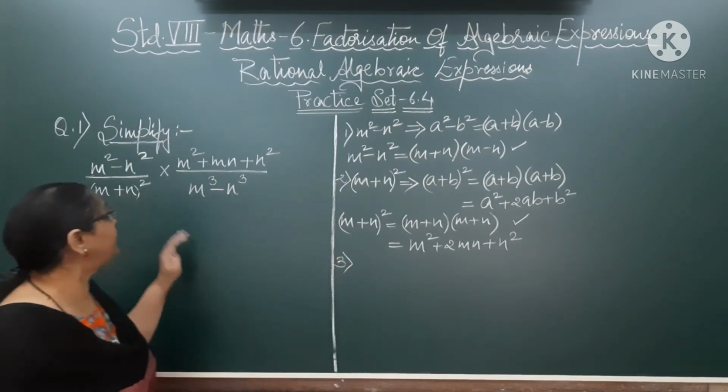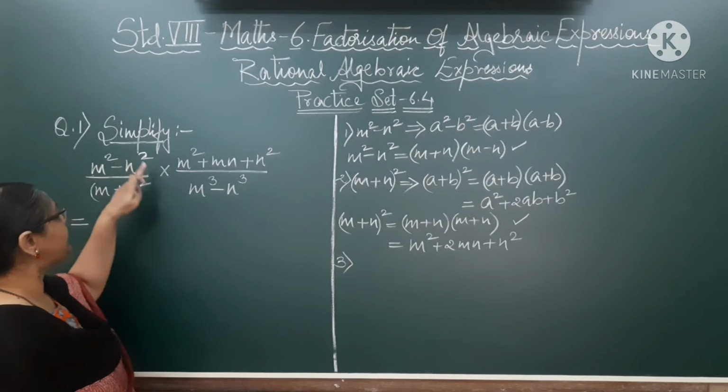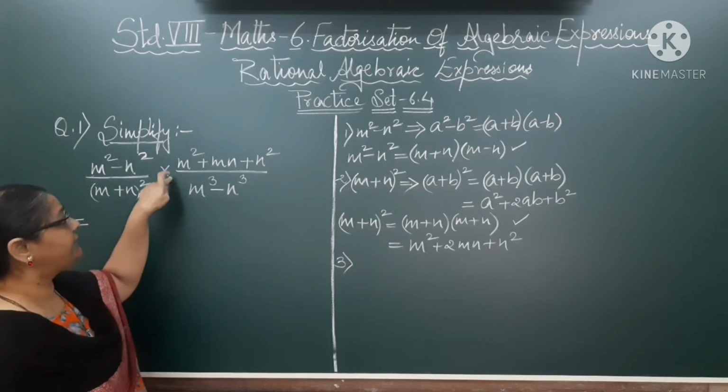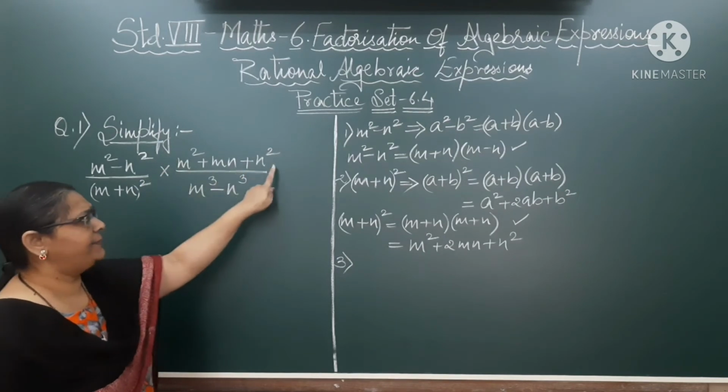Now let us see the third one here. Multiply m square minus n square upon m plus n the whole square by m square plus mn plus n square.